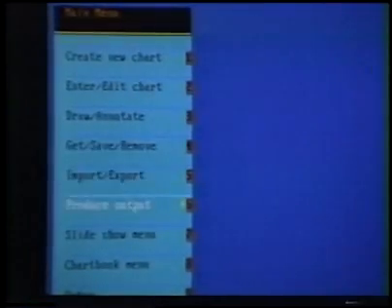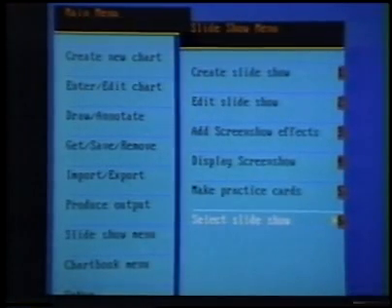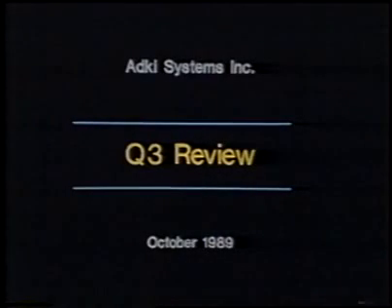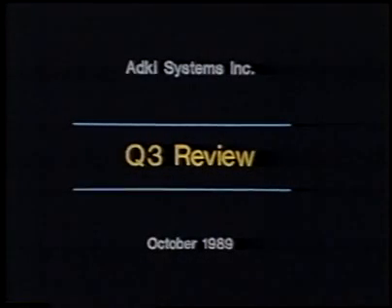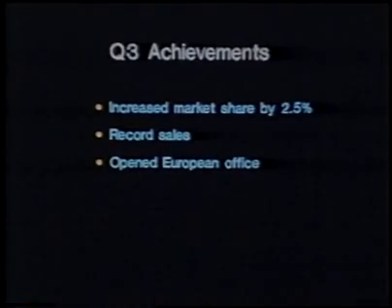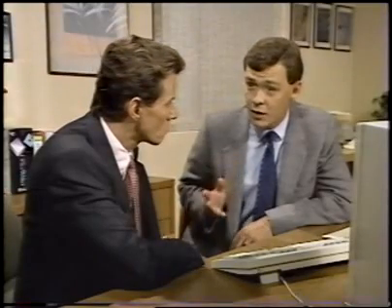Call up your slideshow menu, and let's choose number 4, Display Screen Show. That's your title slide, right? Hit Enter again, and then you can see the next chart. Harvard Graphics will go ahead and display all your charts in order for you just by pressing the Enter key.